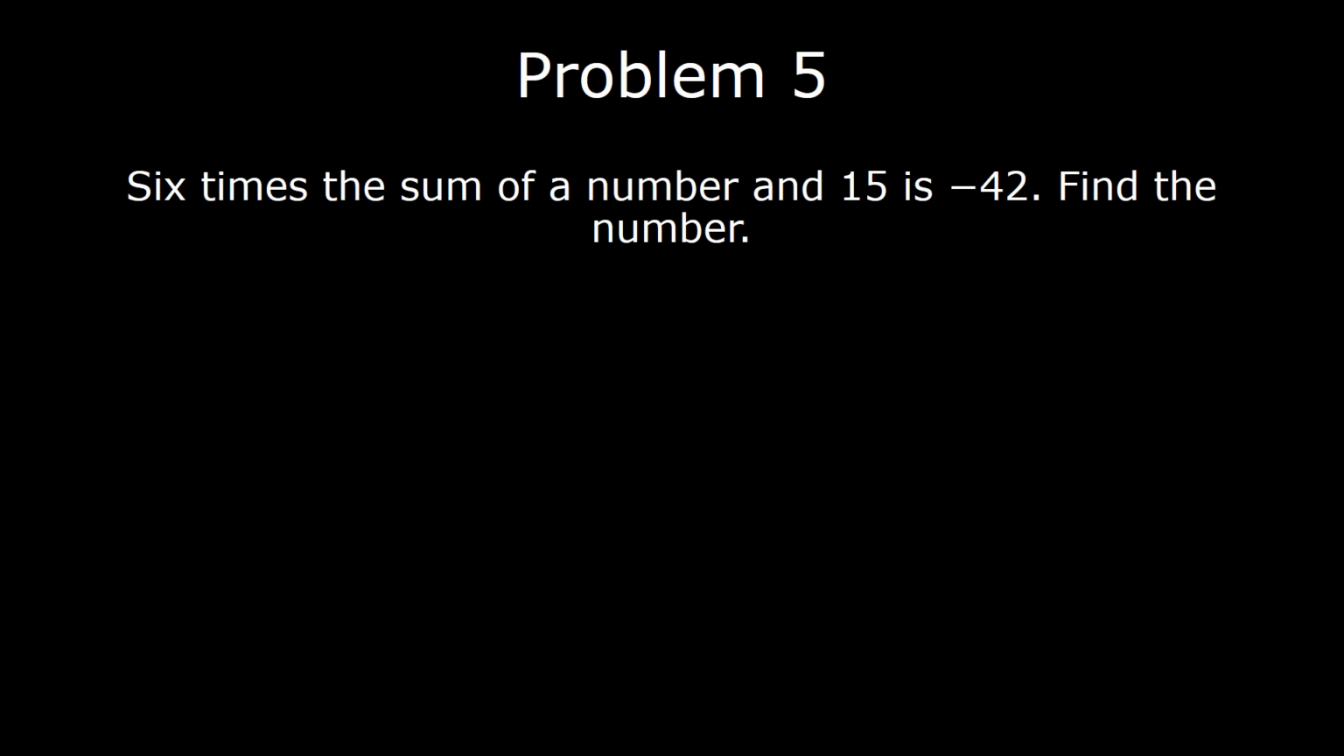Question 5. 6 times the sum of a number and 15 is minus 42. Find the number. Let the missing number be k again, because k is giving us success, so why not stick to it? The question is talking about the sum of a number and 15. So k plus 15. But this question is not just talking about that sum, but 6 times that sum. So let's say we want to multiply 6 by the entirety of k plus 15.